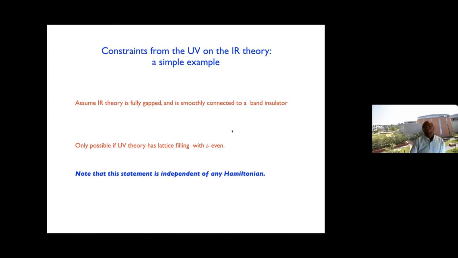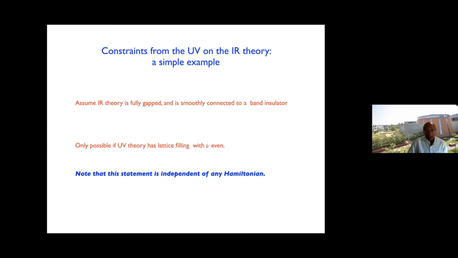So this is a very general statement. If you know that the IR theory is fully gapped and smoothly connected to a band insulator, you know that such a low energy theory can only arise from a UV system which has lattice filling where nu is an even integer. And I want to emphasize that this familiar statement is actually a really interesting statement because it's Hamiltonian independent. It's a completely model independent statement. It's just a very general statement about when you can get a band insulator.